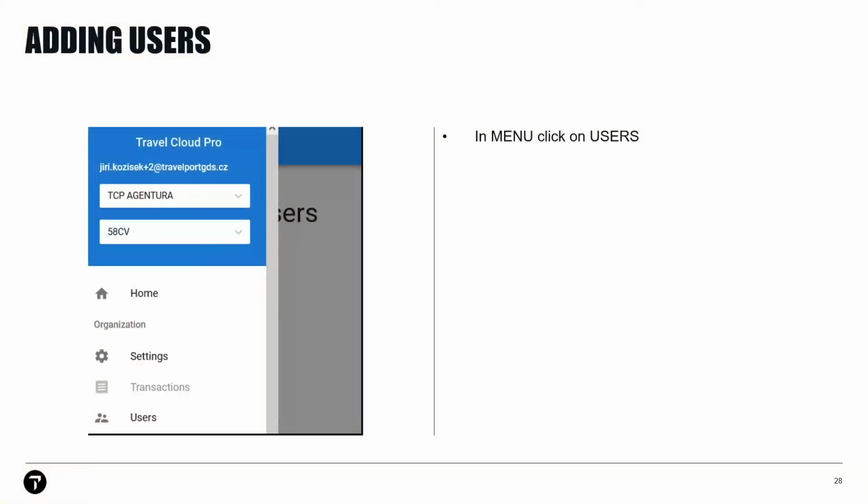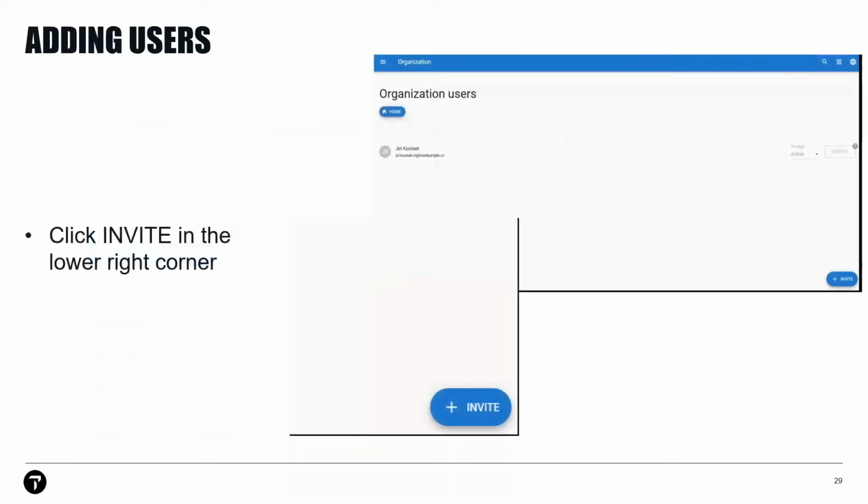And it's very easy for the administrator of the agency. They will see settings and also users. So they will click on users, and only they will be on the list of users. So right now, I am the only user there. If I want to invite somebody, I click on the button in the right corner.